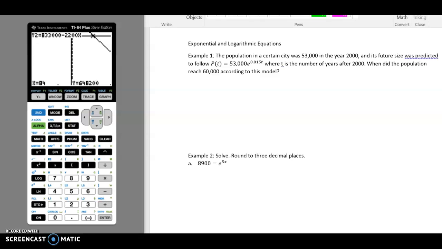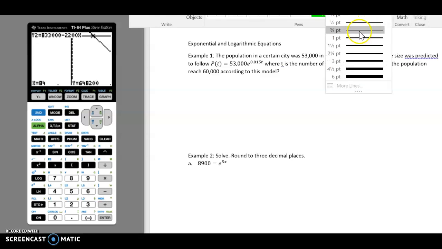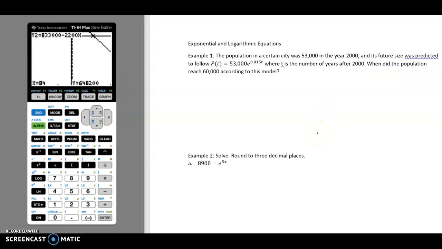So here's a video where we are going to discuss how to solve both exponential and logarithmic equations graphically. I have a picture or model of the TI-84 Plus Silver Edition calculator. That's the one I'm going to be using to demonstrate graphical approaches to solve these equations rather than algebraic. Okay, so we're going to jump into one.